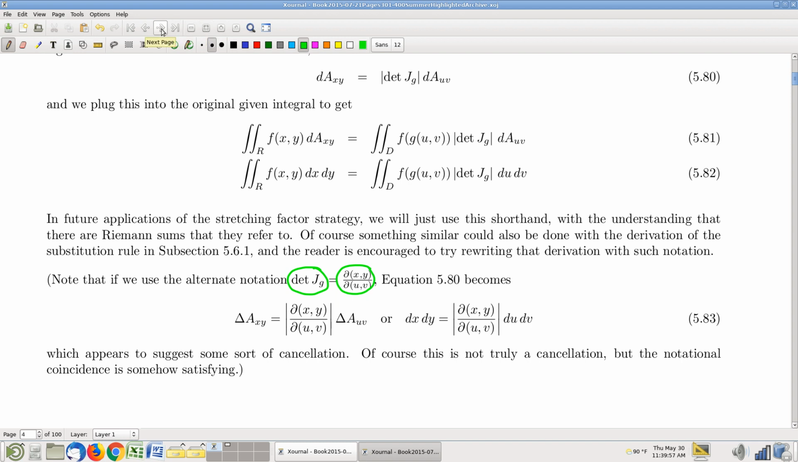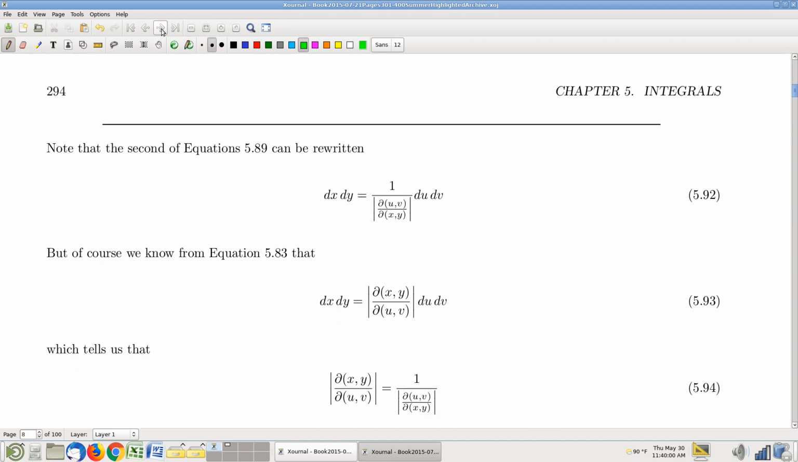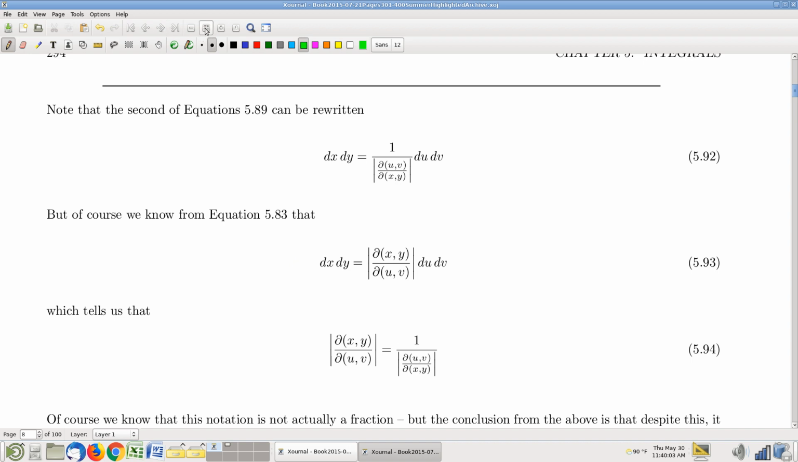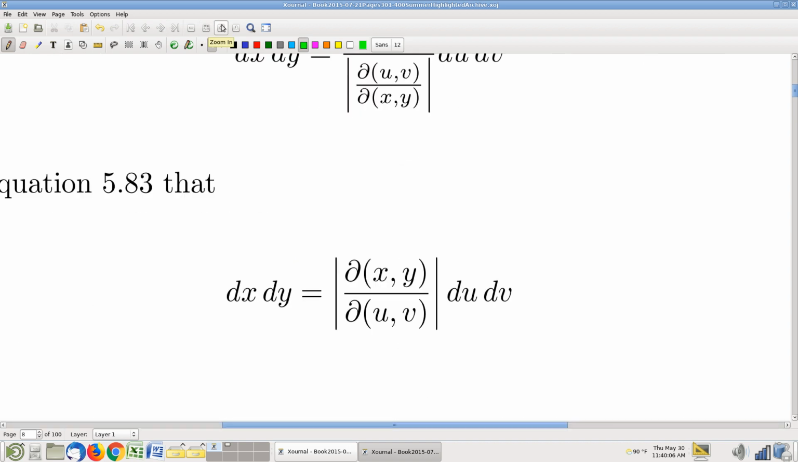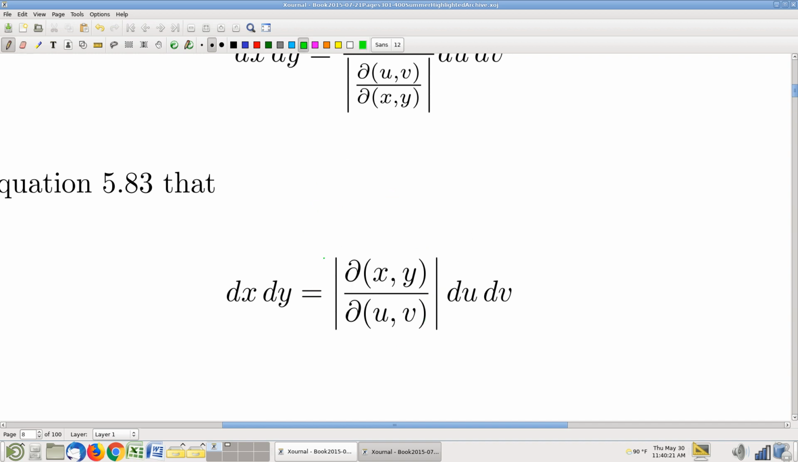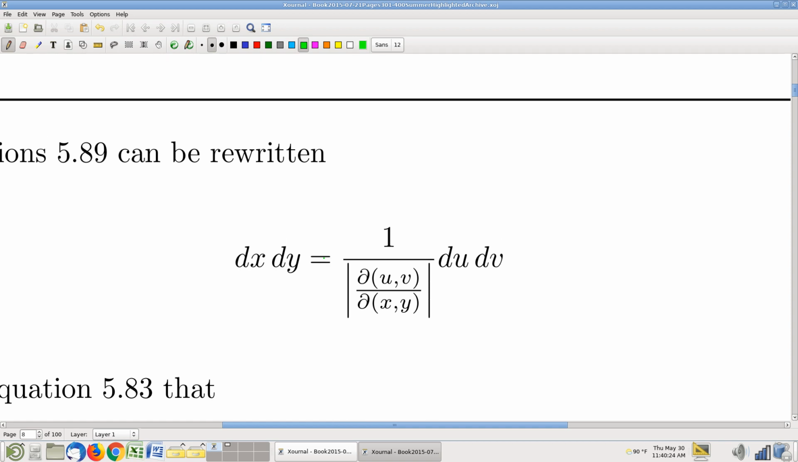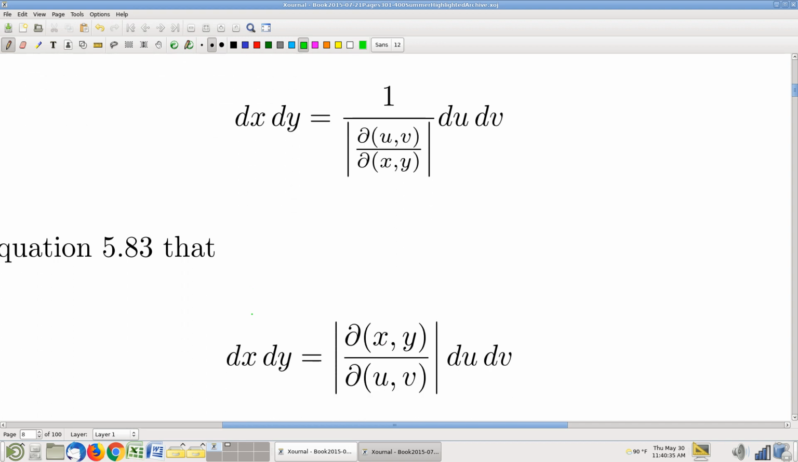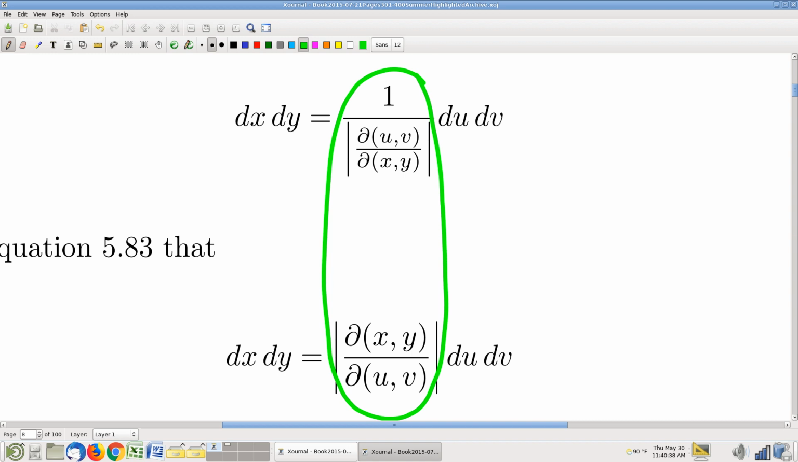Let's go back to where we were. Here is that equation again. This is the determinant, absolute value, of the Jacobian. What we argued on the previous page was this: if you're going the other way, if you want to know what to do to u v area to get x y area, you divide instead of multiply. And notice, this is behaving like a fraction.